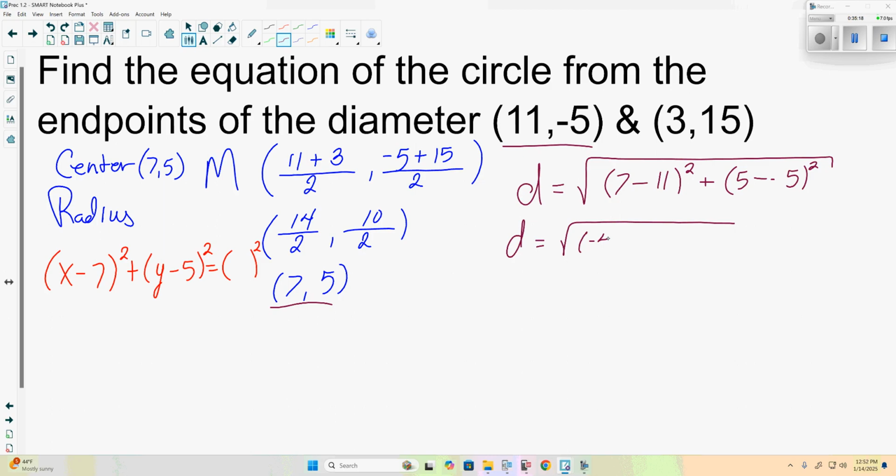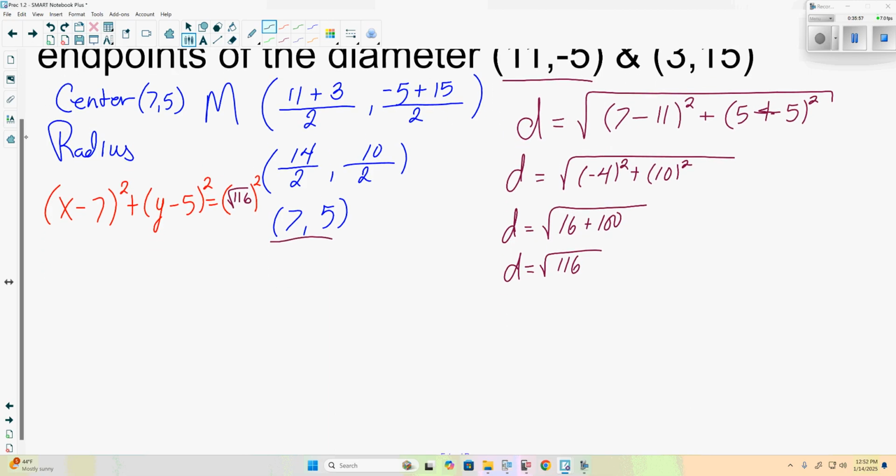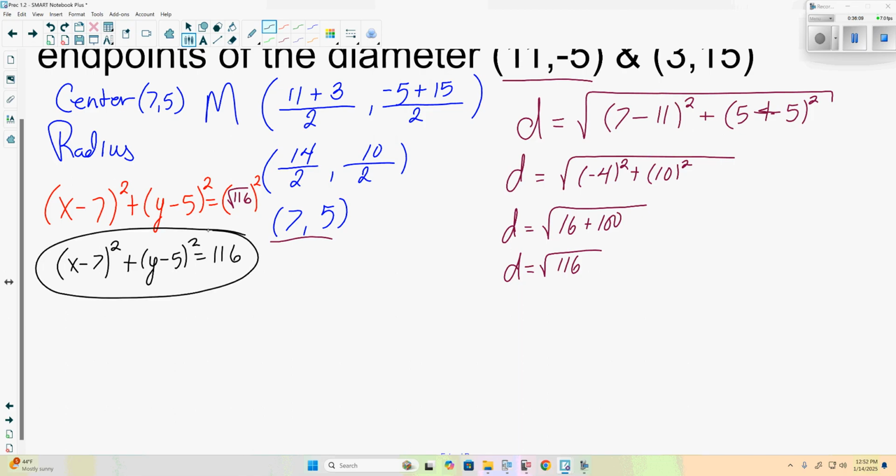7 minus 11 is going to be negative 4 squared. 5 minus negative 5, then negative and negative makes a plus, giving us 10 squared. Now negative 4 squared is going to be 16. 10 squared is going to be 100, telling us that our distance, our radius, is the square root of 116. Now that can simplify. We can reduce that radical, but again, there's not a whole lot of reason to, when the next thing we're going to do is square it to get the formula. Telling us that our final formula is x minus 7 squared plus y minus 5 squared is equal to 116. Questions on this here?